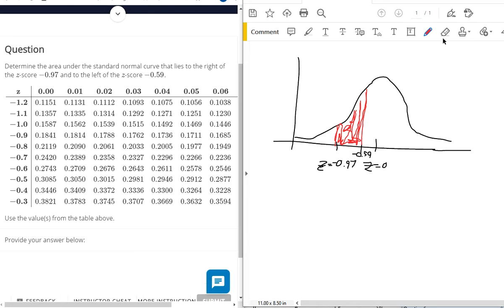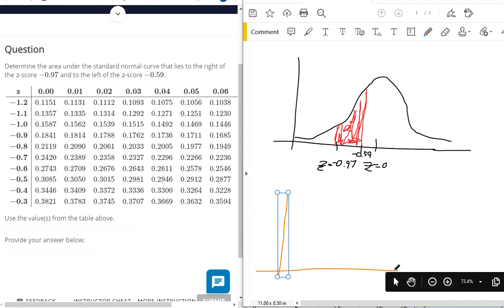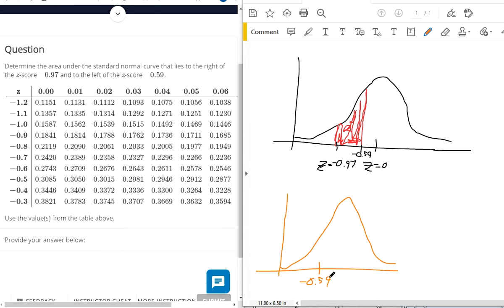So to find that, what the z-score table does for you is it tells you the area to the left of a certain z-score value. You guys should give me a rating on my drawings in every video. So if we look up negative 0.59 in the z-score table, it's going to tell us all the left tail area, not just the area in between these two numbers. Okay, so let's do that.